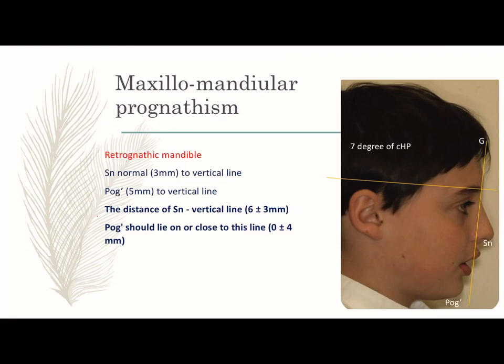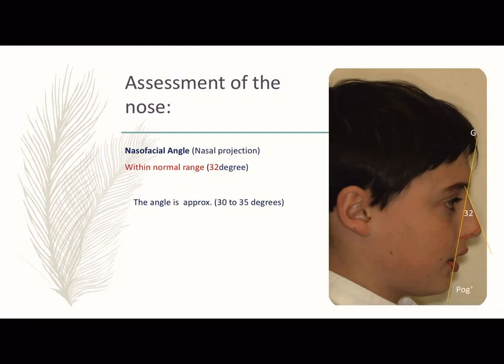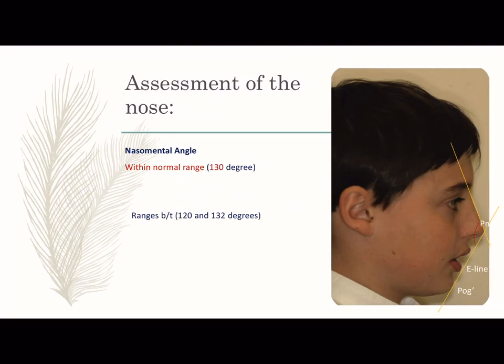Maxillomandibular prognathism: we draw a line from subnasal to a vertical line and measure it from pogonion to the vertical line. Here pogonion is 5 mm, which means above the normal mean, a retrognathic mandible. Nasofacial angle, the nasal projection of this patient, is 32 degrees, within normal. Nasomental angle, which is the angle formed between the radix and the E-line, here is 130.